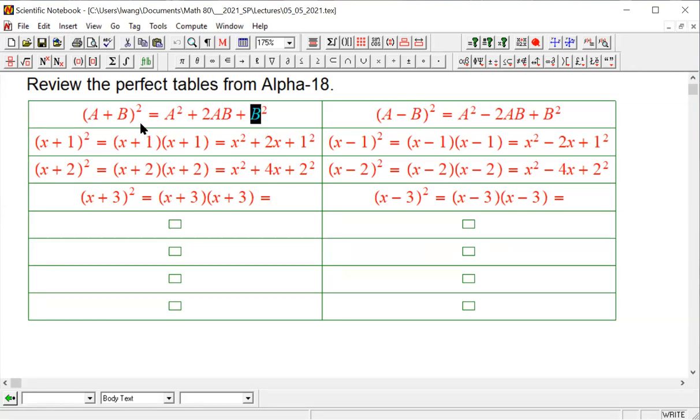You can see here in the general formula, b is half of 2b. And 1 is half of 2, 2 is half of 4, b is half of 2b. Do you see that?